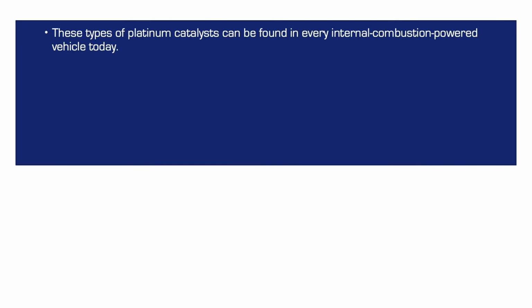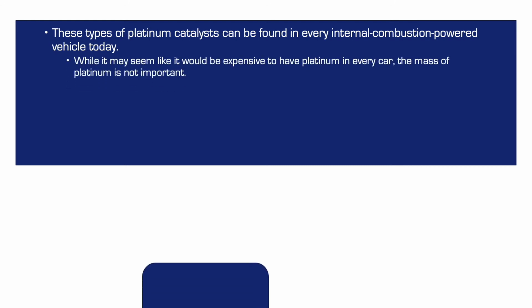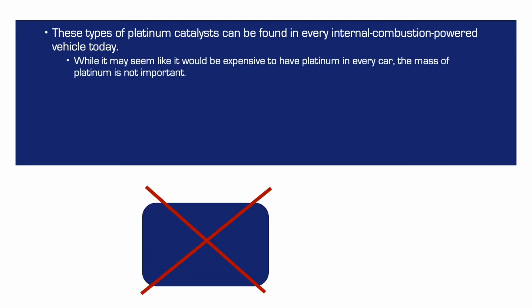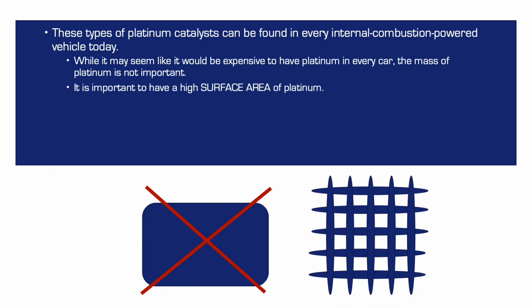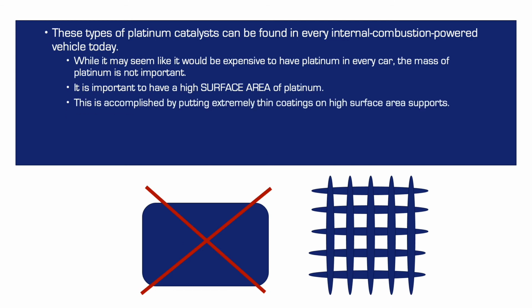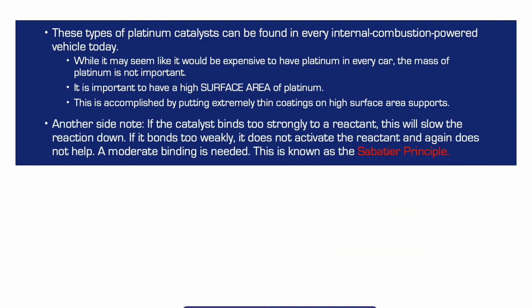These types of platinum catalysts can be found in every internal combustion powered vehicle today. While it may seem like it would be expensive to have platinum in every car, the mass of platinum is not important. It is important to have a high surface area of platinum, represented by the grid below. This is accomplished by putting extremely thin coatings on high surface area supports.